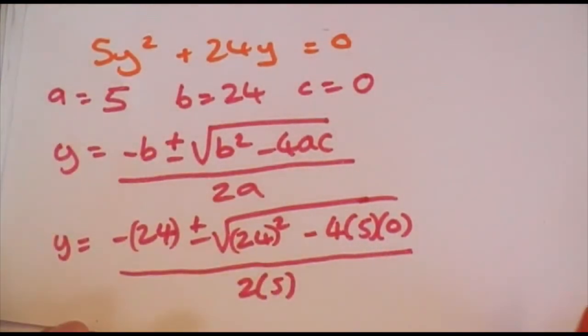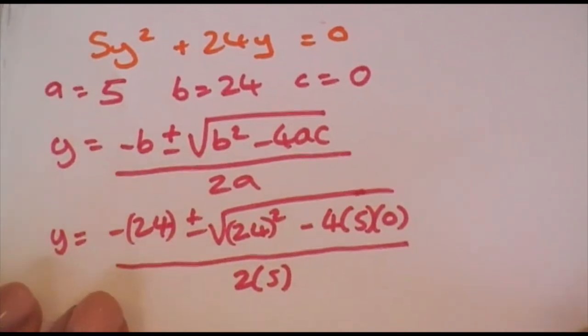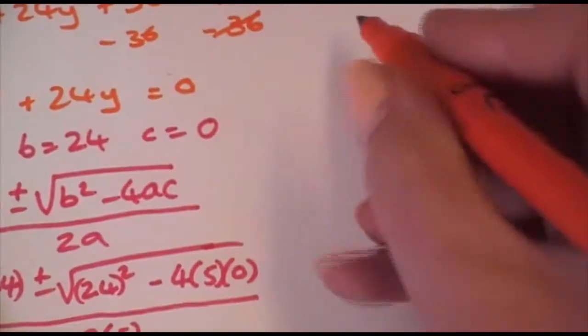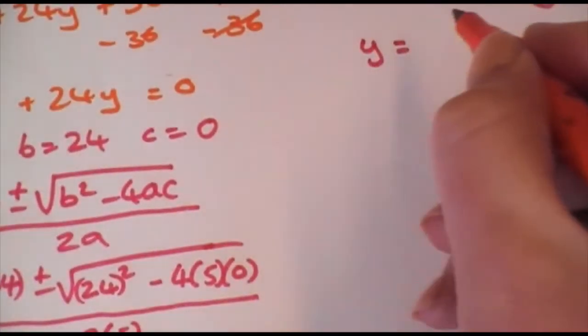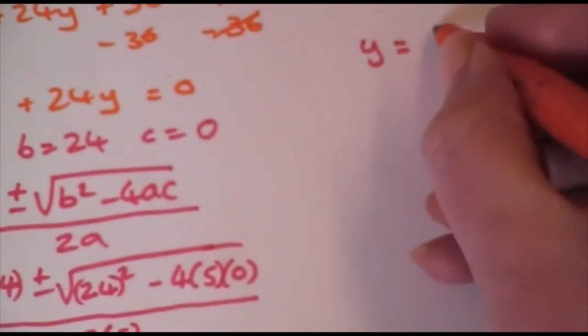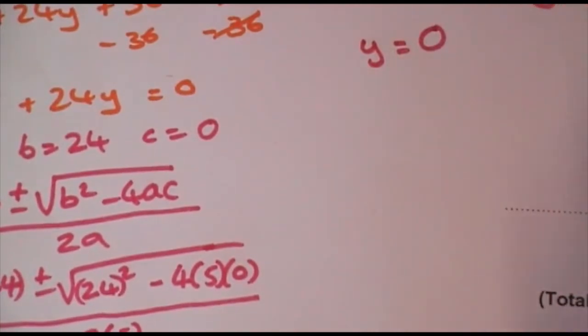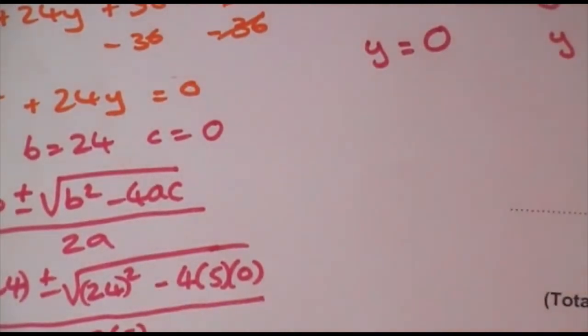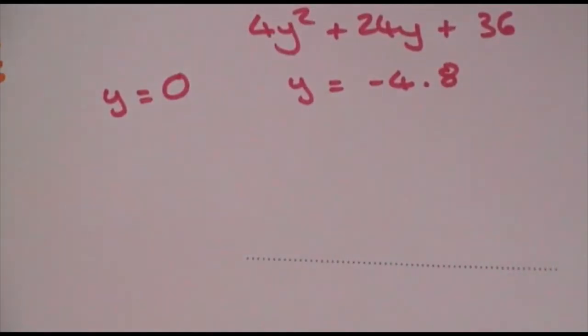If that's too much to deal with, you can just literally put that in your calculator and you will come out with the correct answers for the positive and negative solutions. So that, when I put that in, I end up with either y equals 0 or y equals negative 4.8. Now I've got my two values for y.